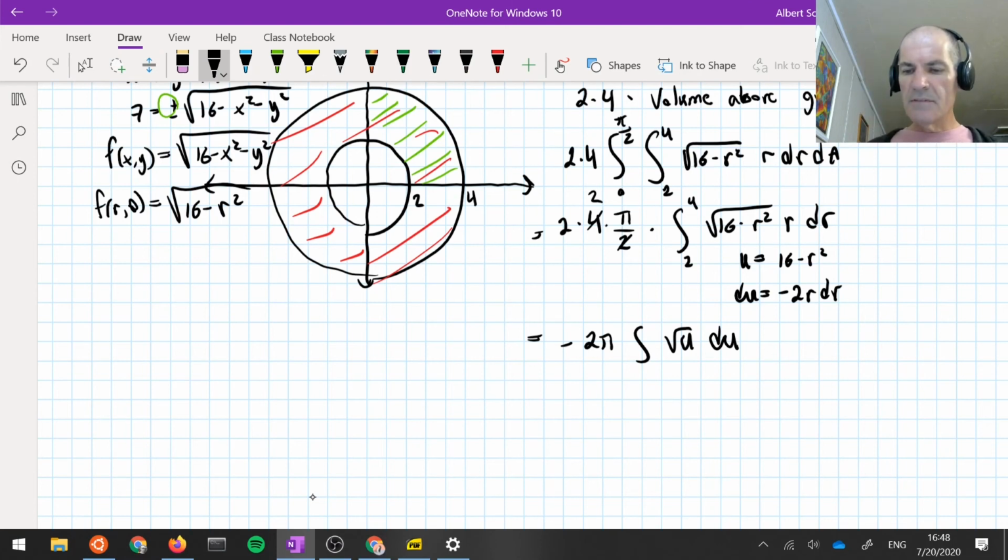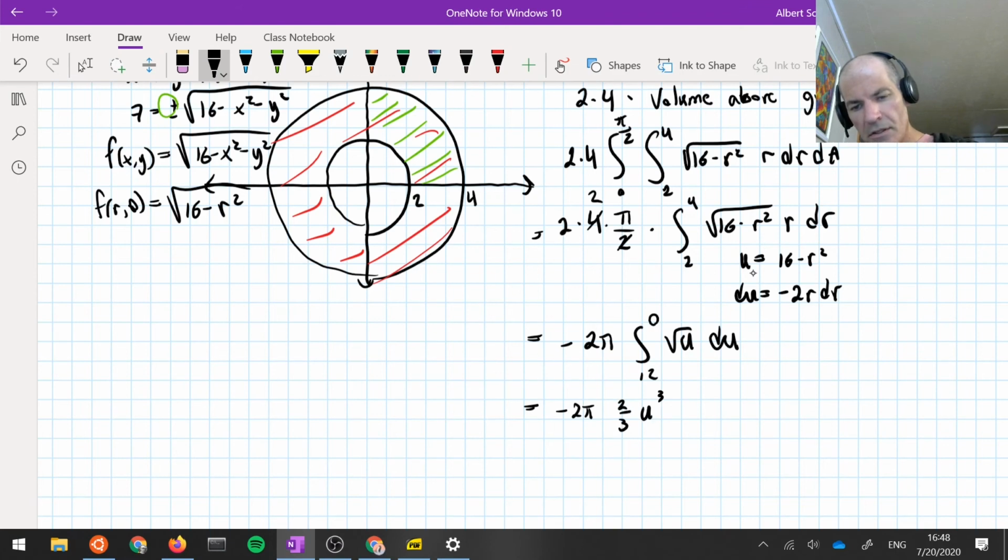Now, what are the new limits of integration? Well, if r is equal to 2, u is going to be equal to 12. And if r is equal to 4, u is going to be 0. All right. Taking the antiderivative, negative 2 pi times 2/3 u to the 3 halves. Let's switch the order of integration. So we'll change that to a plus, and we'll go from 0 to 12 like that. We'll plug those guys in, and we get 2/3.